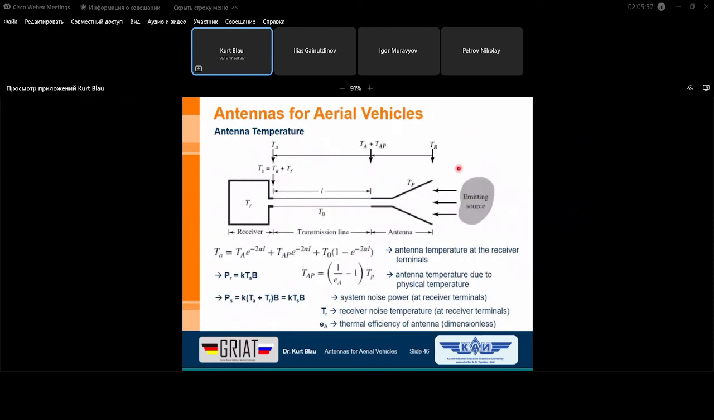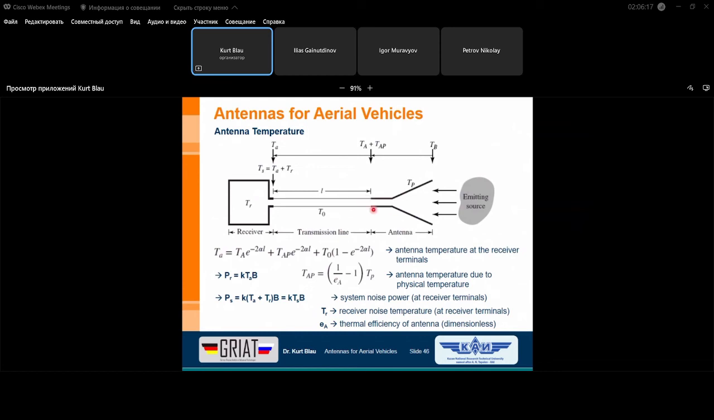Here you can see the single parts of the, let's say, thermal noise influences, which determine the noise behavior of the overall chain. We have here the antenna. It looks like one antenna. Let's assume it's one antenna.